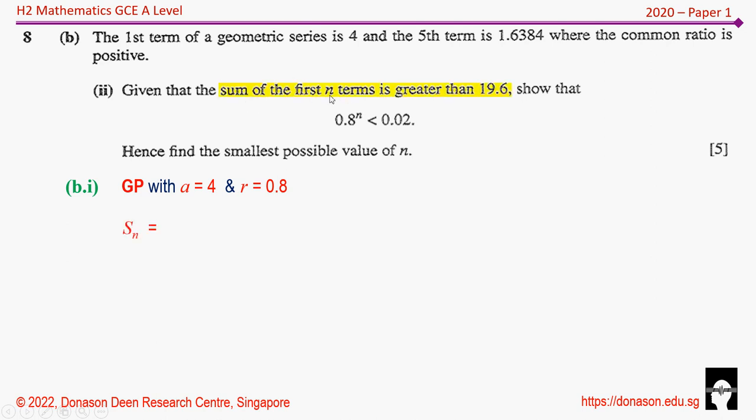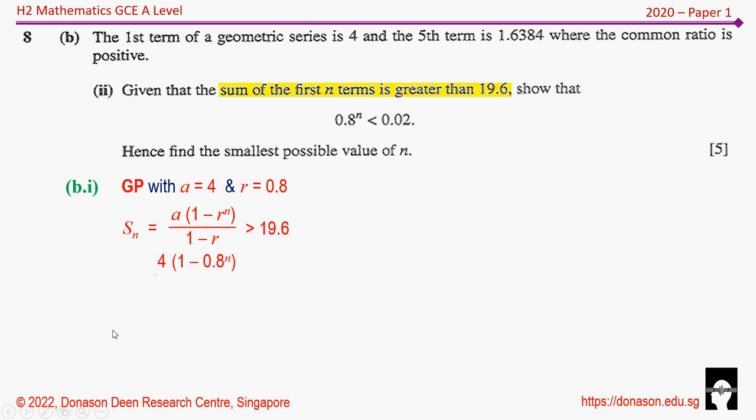So the sum of the first n terms, Sn, will be given by the formula a times 1 minus r to the power of n over 1 minus r, because it's a converging sequence. a is the first term, r is the common ratio, and n is the number of terms. Because we are looking for the sum of the first n terms, let's keep it as n itself over 1 minus r. This we need to prove, given that this is already greater than 19.6, so therefore I form the inequality here.